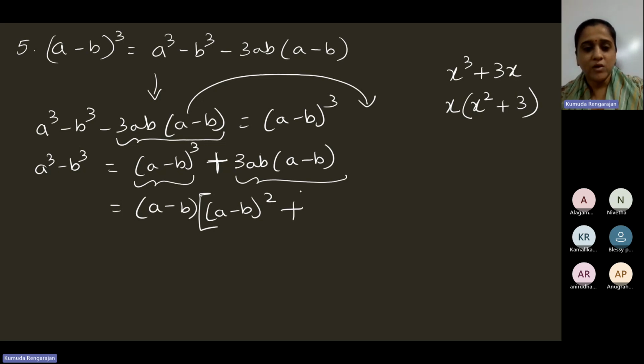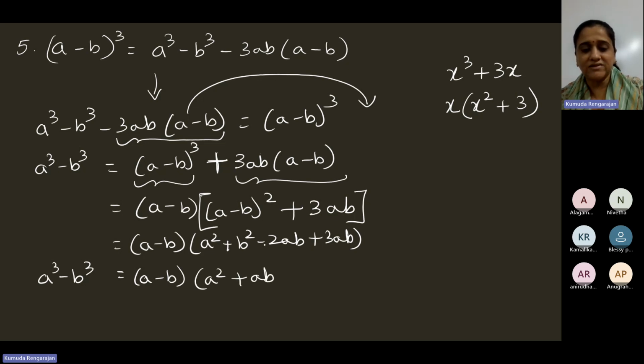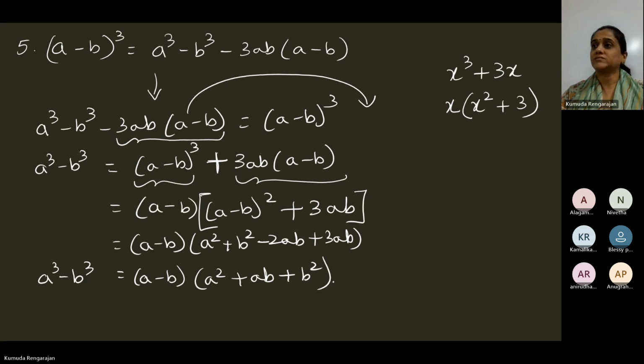Then the second term, we have the (a minus b) outside. So what should you write here? Into 3ab and close it. Now simplify. You have a minus b, when you expand this, plus b square minus 2ab and plus 3ab. So a cubed minus b cubed is equal to (a minus b) into (a square plus ab. When you simplify minus 2ab plus 3ab, you'll get plus ab plus b square). Right?